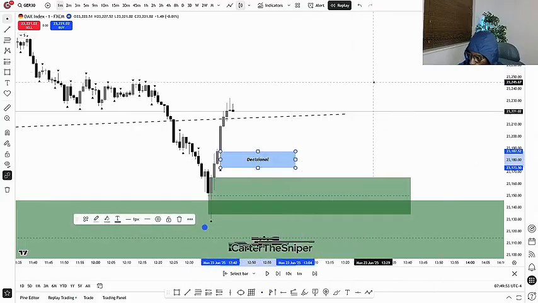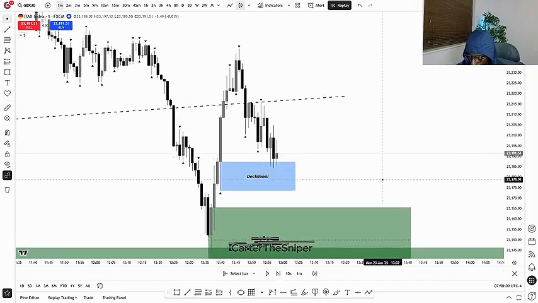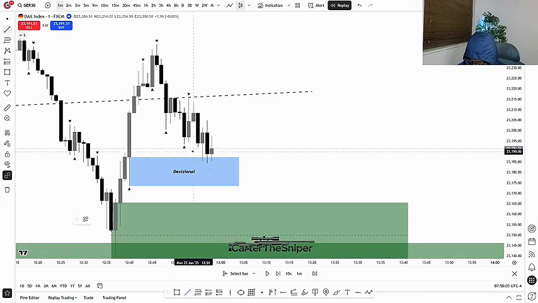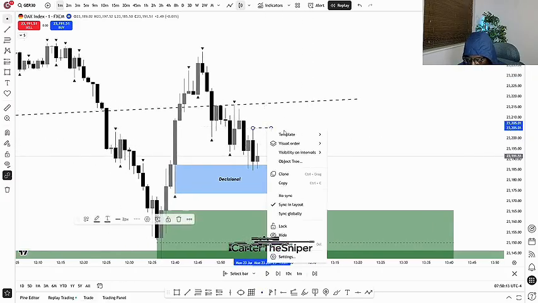So let's see, when we get there, this is on an M1. Do we get there? Again, we've tapped the decisional. So now let's wait for a change of state of delivery. What candle tapped the decisional? It was this portion here. This one broke the previous one, so we're using this one here, and it also swept the previous one. So now if we break above here, what is that? A change of state of delivery, and you can enter on that.